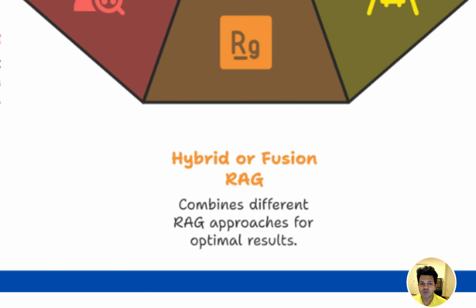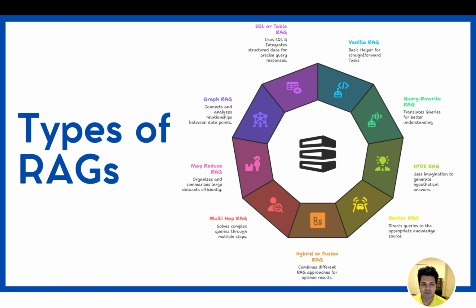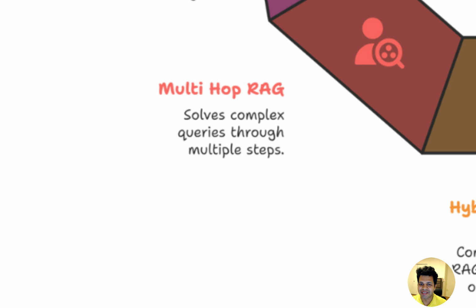For example, you ask, "How can we make people happier at work?" The AI looks for words like happy employees and also for things like improved job satisfaction. These kind of RAGs are used in research tools, legal search systems, as well as company knowledge bases. Number 6, multi-hop RAG, the detective.